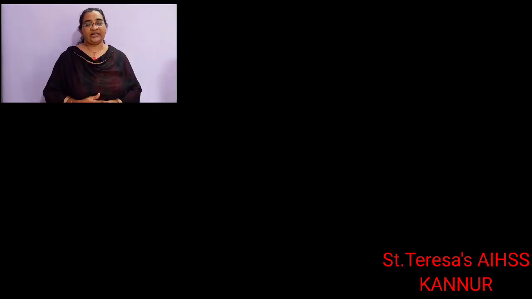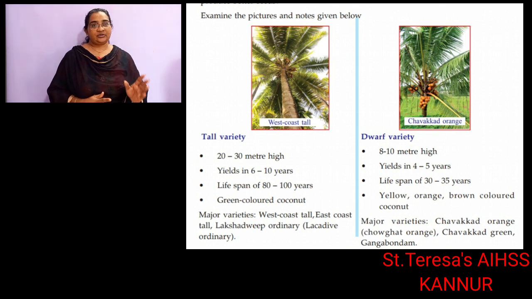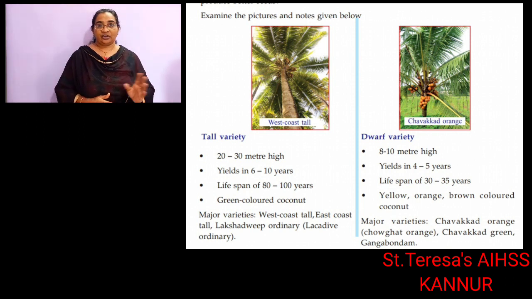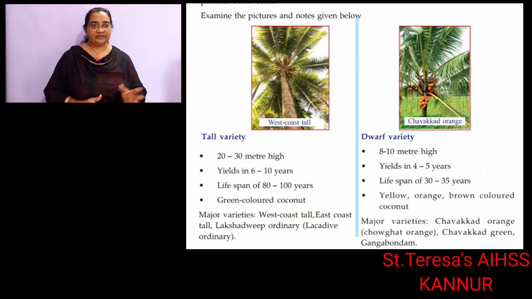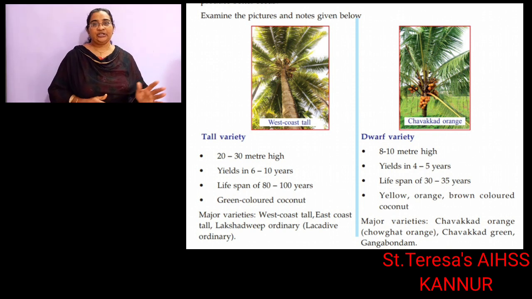Now in your textbook on page number 13, you can see a picture and the variety description of two varieties. Here you can see tall variety and dwarf variety. Tall variety we know, it's a tall coconut tree. Both we are talking about coconut trees. And what is a dwarf? A dwarf means a very short person, isn't it? In the same way, dwarf variety means very short coconut trees. So the description and qualities of both are given there.